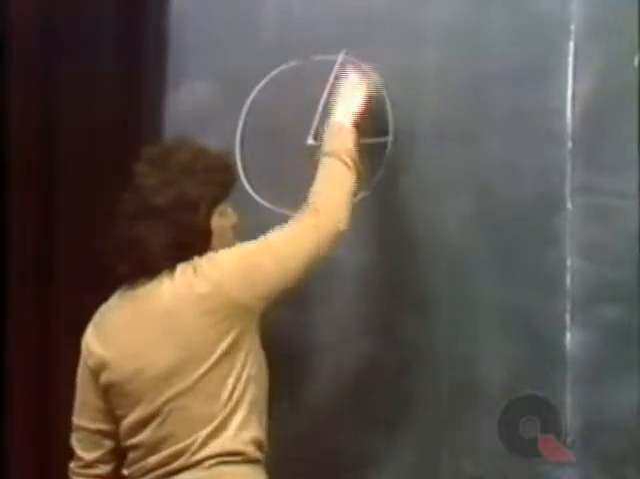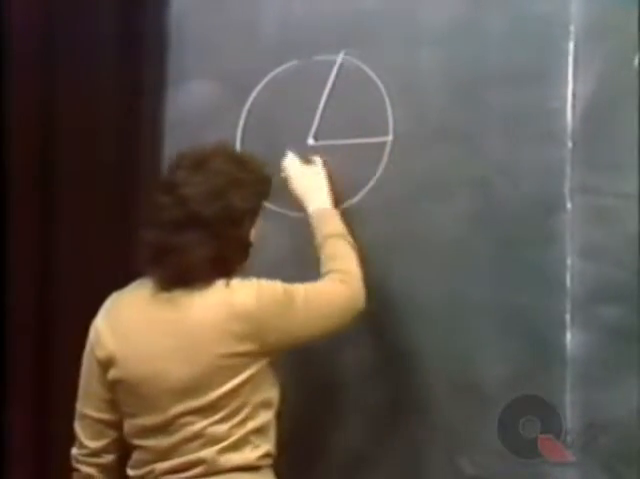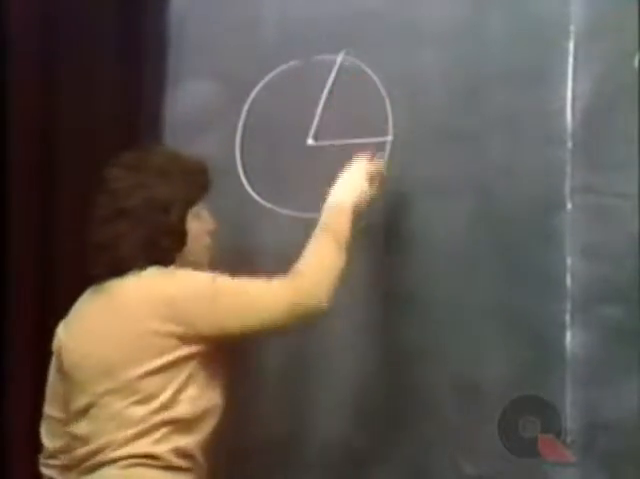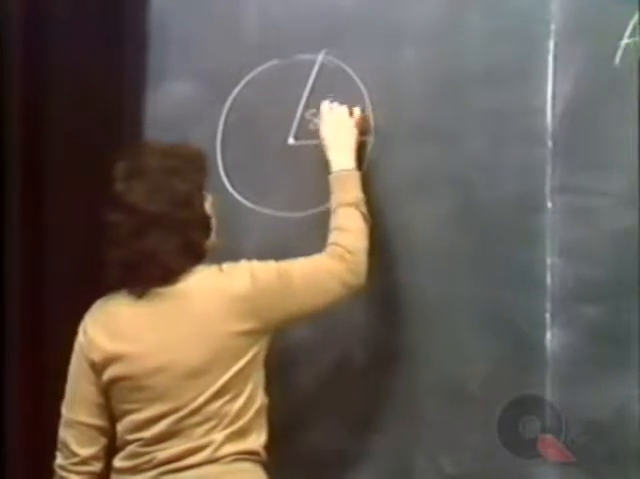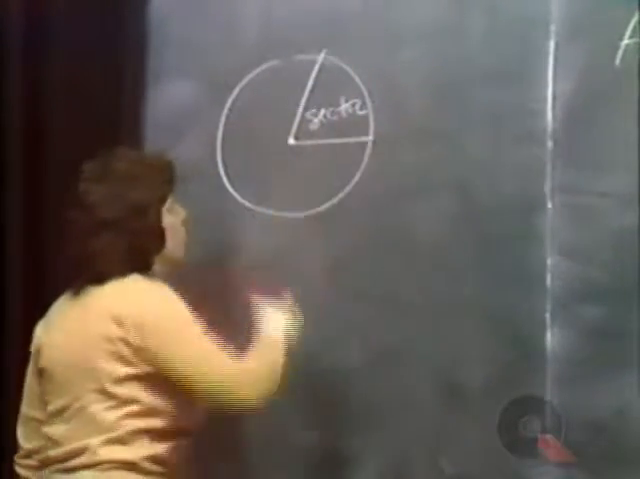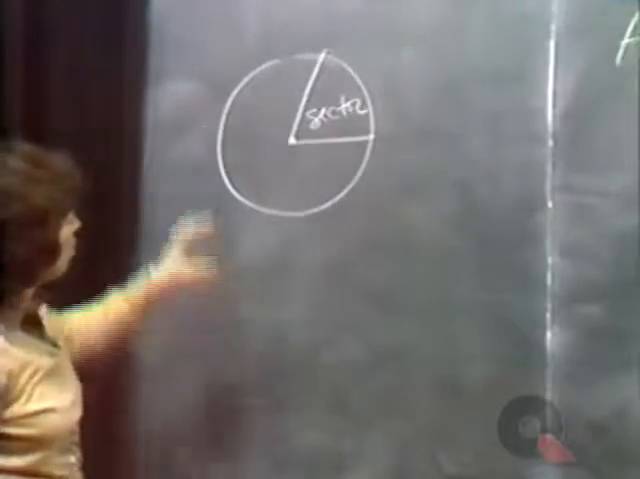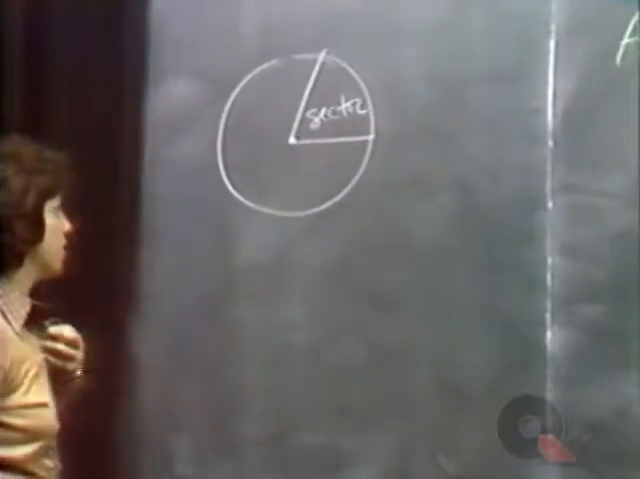And this portion of the circumference, it's bounded by 2 radii and some of the circumference of the circle. This is a sector of the circle. A sector of the circle, it's a piece of pie. And we want to find the area of the sector of the circle.